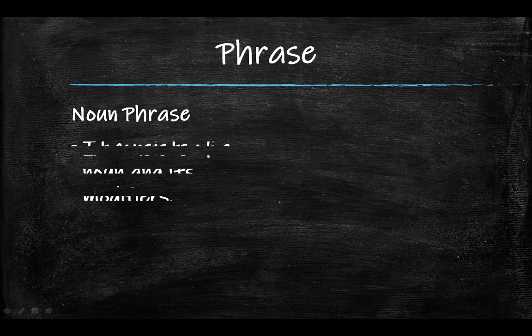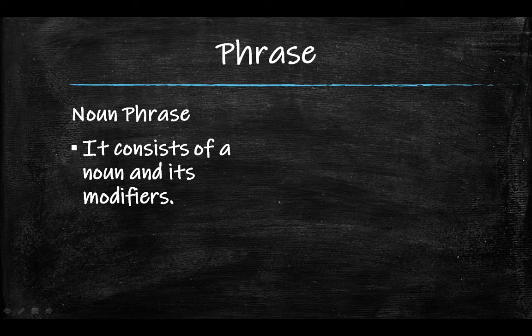The first one is noun phrase. As the name suggests, there must be a noun in it. It consists of a noun and its modifiers. There are 5 different types of noun modifiers, and there is a separate video lesson on this. Actually, I remember it's a part of my lecture on adjectives.